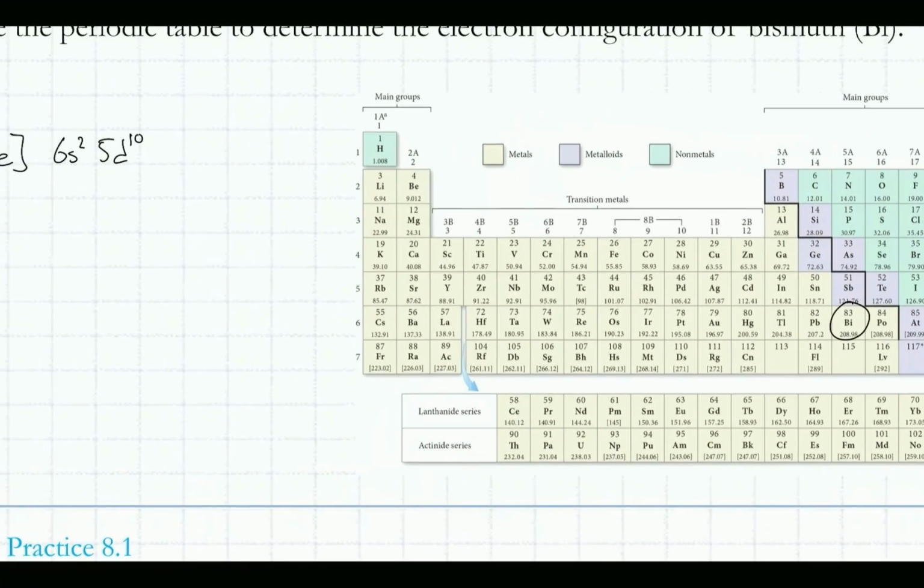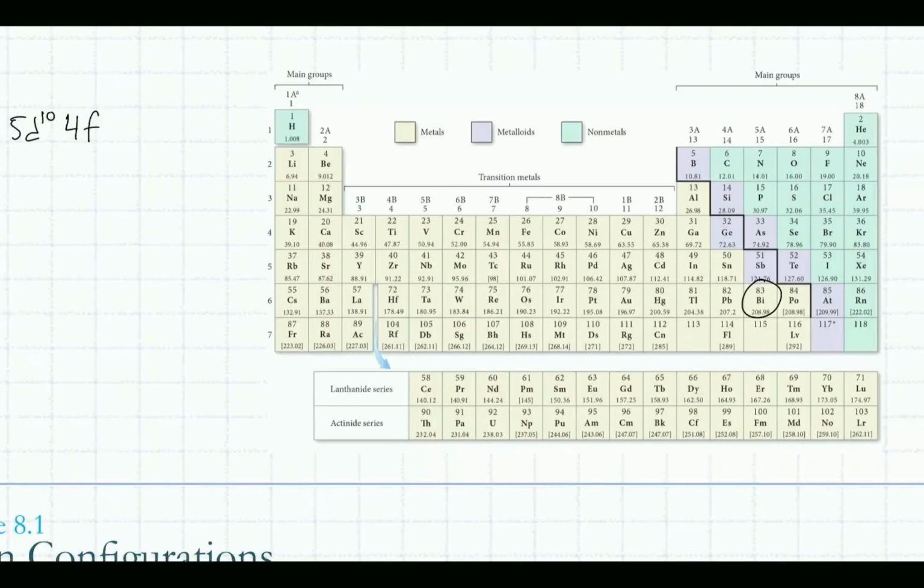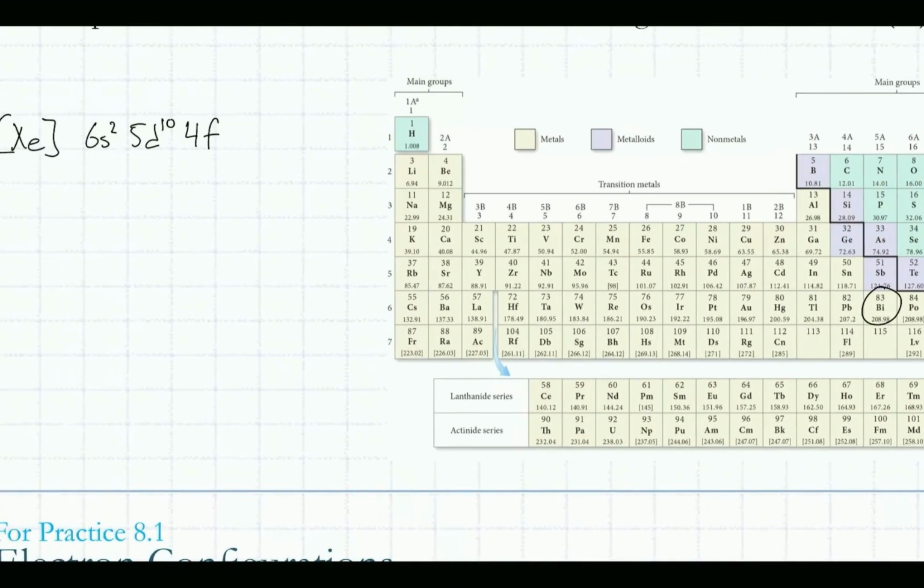Just like the 5d is 1, right, we subtract 1 from the row number. Similarly, for the F block, we subtract 2. So this becomes 4f, and then how many electrons to fill the F block? 14. So 4f14, and then 6p3.